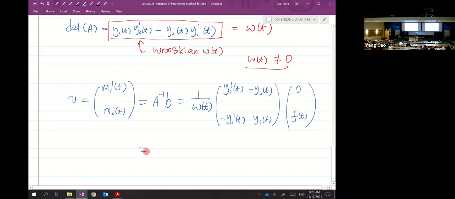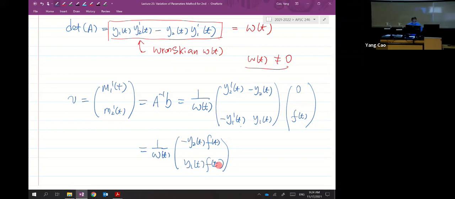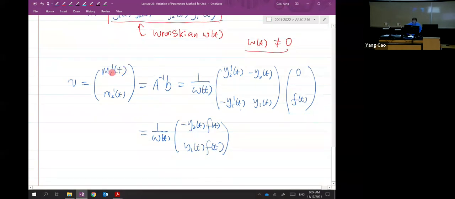So now let's calculate this multiplication of the matrix and the vector. A 2 by 2 times a 2 by 1 gives you back a 2 by 1. The first row times this column, you get negative y2 of t f of t. The second row times the column, you get y1 of t times f of t. There, that's your solution for M1 prime and M2 prime. Okay. That's not the end of it.